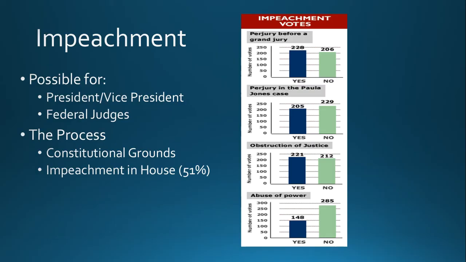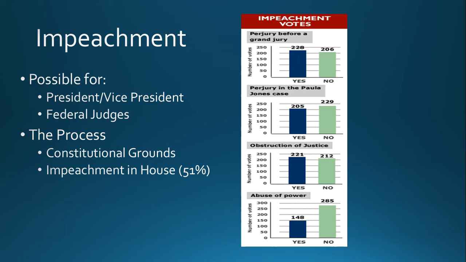The House brought forward 4 charges against Bill Clinton. You can see them: perjury before a grand jury, perjury in the Paula Jones case, obstruction of justice, and abuse of power. Now, obviously, none of those are treason or bribery. But the House Judiciary Committee felt that those 4 were, quote, high crimes and misdemeanors. And as you can see in the vote tally, a majority of the House found that there was sufficient evidence against Clinton to put him on trial for perjury before a grand jury and obstruction of justice. Clinton was impeached on those 2 issues.